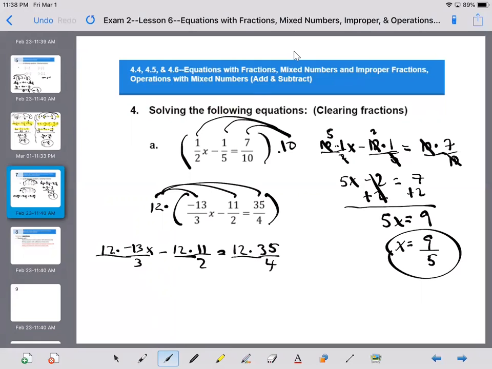So this 3 will divide 12 4 times, so 4 times negative 13 would be negative 52x. This 2 will divide this 12 6 times, so that'll be 6 times 11. And then this 4 will divide 12 3 times. And so that's 90 and 15. So that's 105.